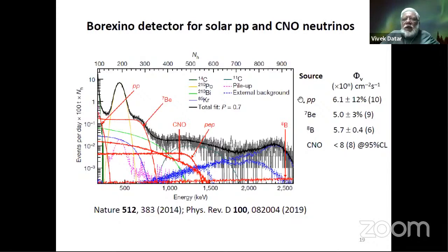Then you have the beryllium-7 neutrinos, which are about a factor of 10 lower than that, 5 times 10 to the 9. And these are measured a little more accurately, because the beryllium-7 neutrinos go up to higher energies. So this is the red line here corresponding to beryllium-7. You have a background from other sources, but this basically dominates this part of the spectrum.